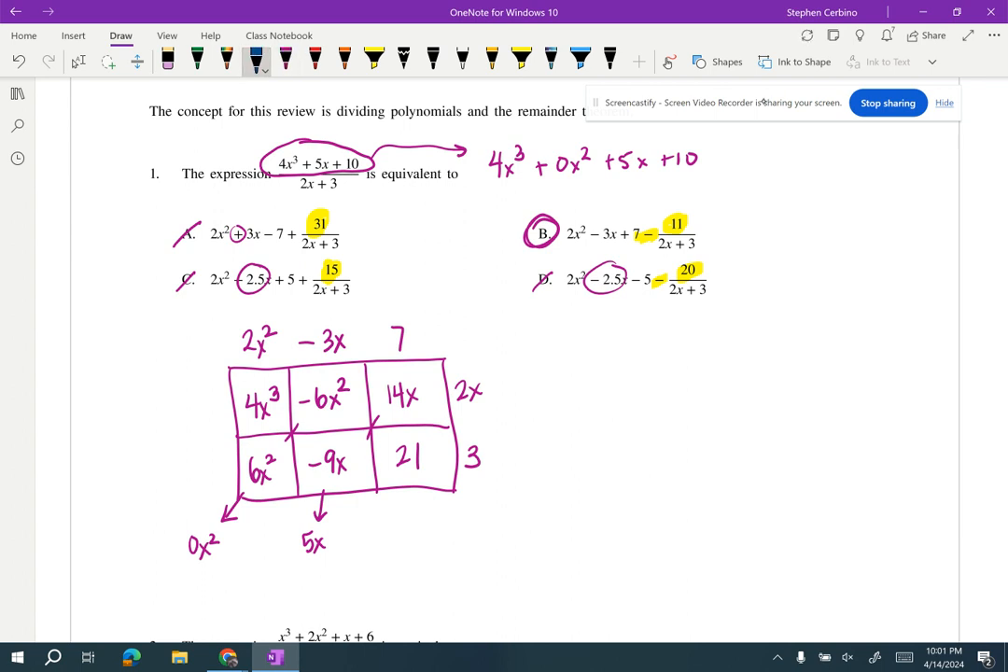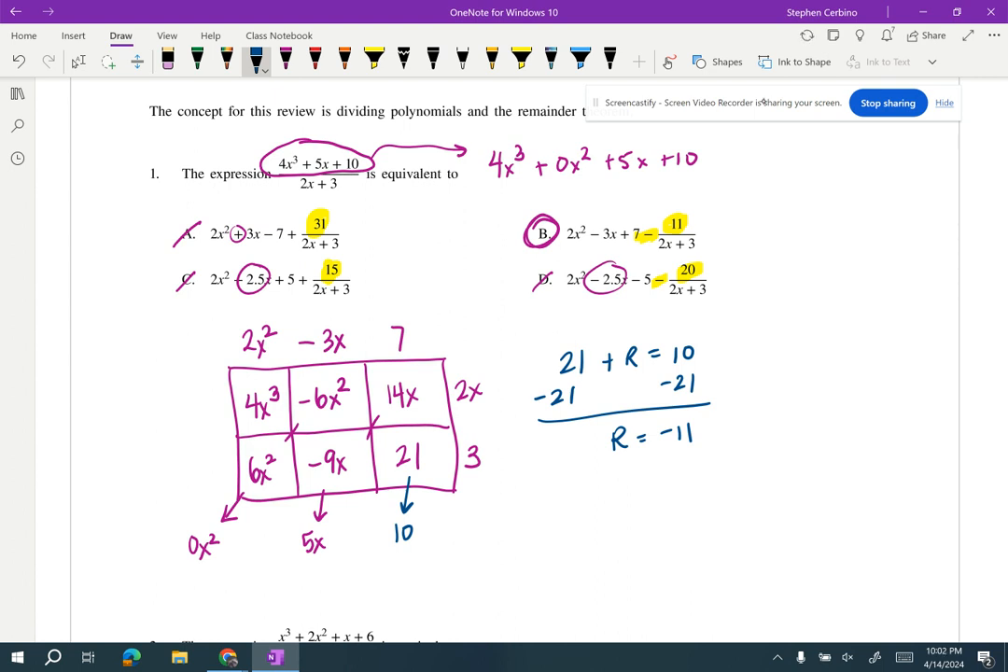So to find a remainder, we know that this last box is supposed to equal 10. So what we're saying is 21 plus some number has to equal 10. So if we subtract 21, we get a remainder of negative 11, which is what we got with the choice.